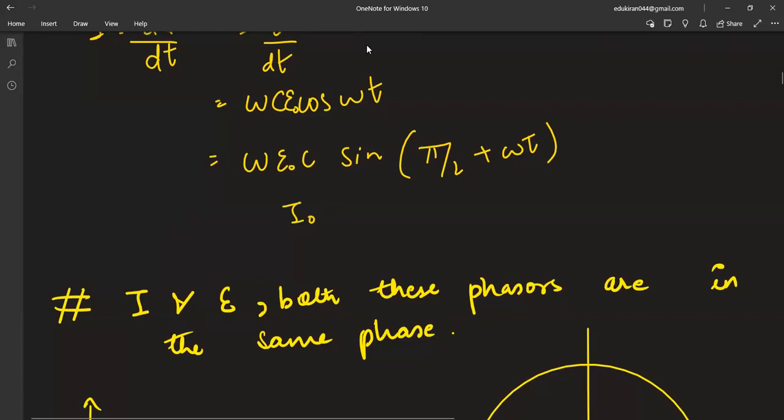I is equal to, my voice is still breaking. Sometimes. Just a minute. We'll have I naught. Screen is sharing. It is not there. Screen is not sharing. Just a second. Wait.